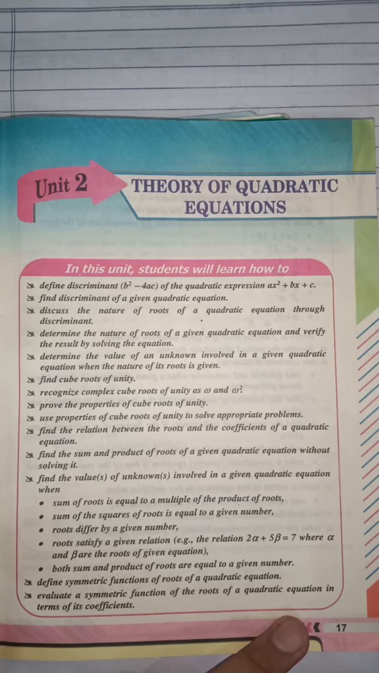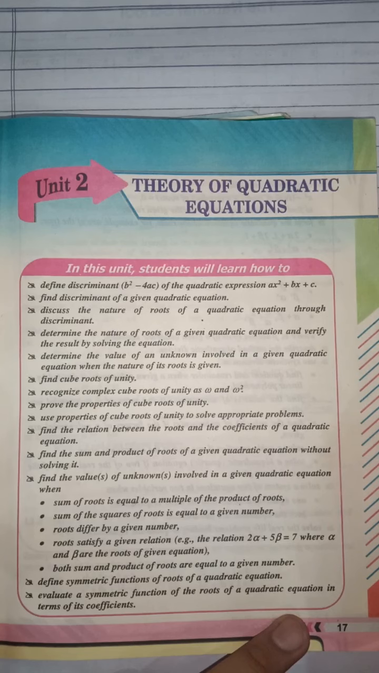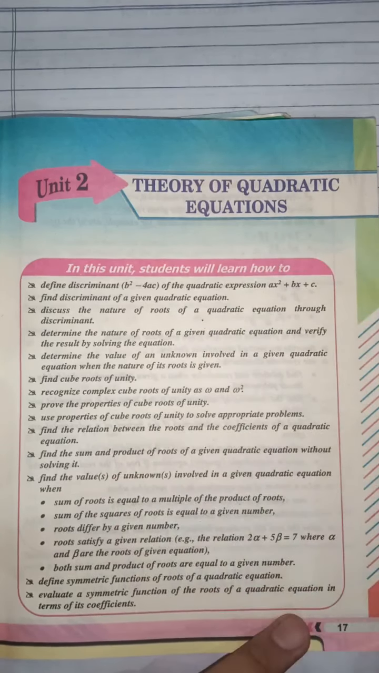Find cube root of unity. Recognize complex cube root of unity as omega and omega square. Prove the properties of cube root of unity. Use properties of cube root of unity to solve appropriate problems. Find the relation between the roots and the coefficient of a quadratic equation. Find the sum of root and product of root are the different terms that we study in this unit.